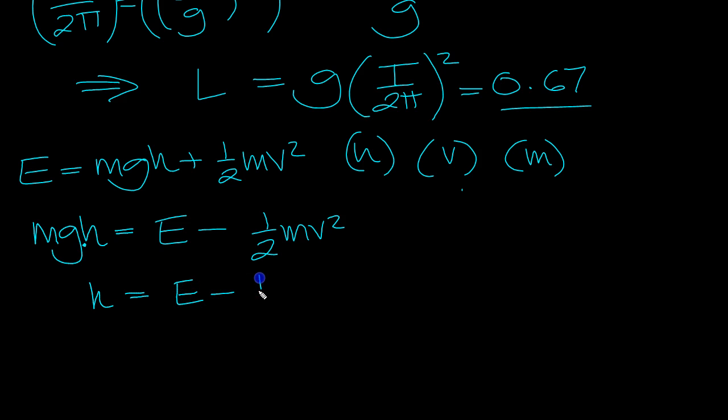So it's E minus a half mv squared over mg, which we've moved down to divide. Okay, that was the first one.